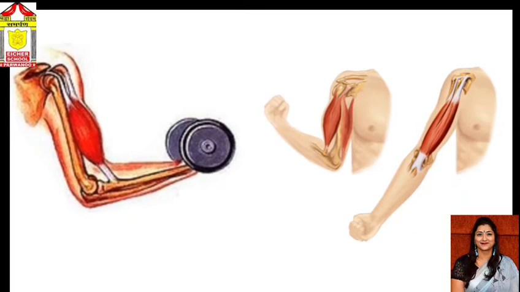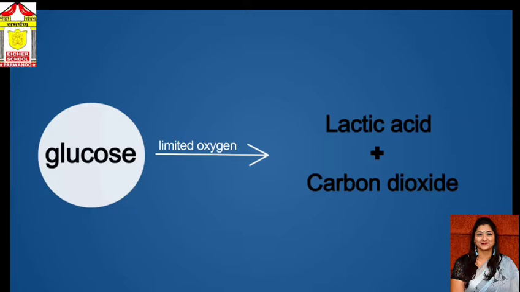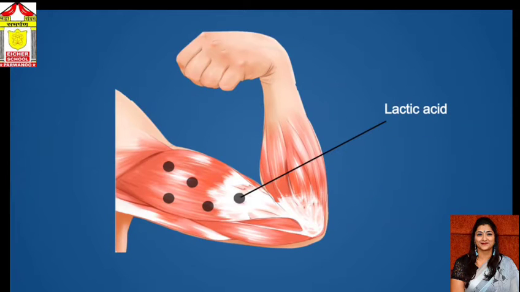Have you ever wondered why you get muscle cramps after heavy exercise? The cramps occur when muscle cells respire anaerobically. The partial breakdown of glucose produces lactic acid, and the accumulation of lactic acid causes muscle cramps. We get relief from muscle cramps after the hot water bath or a massage. Can you guess why it is so?